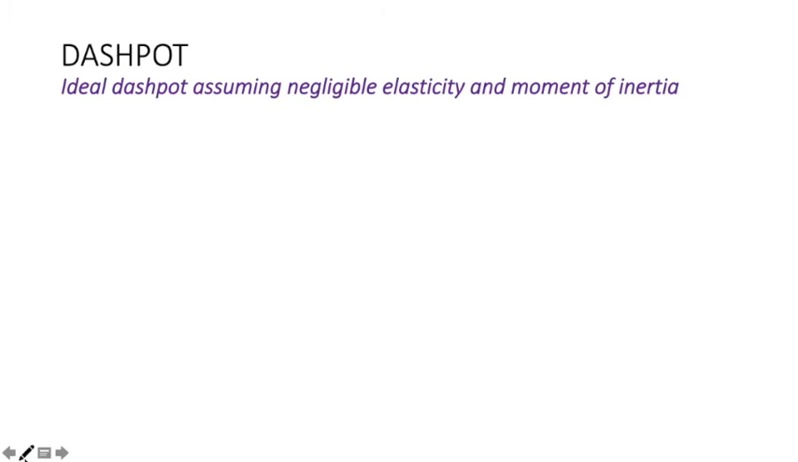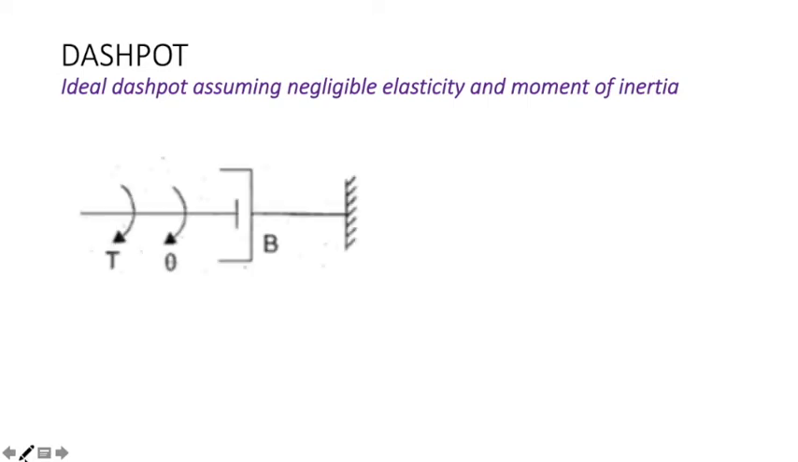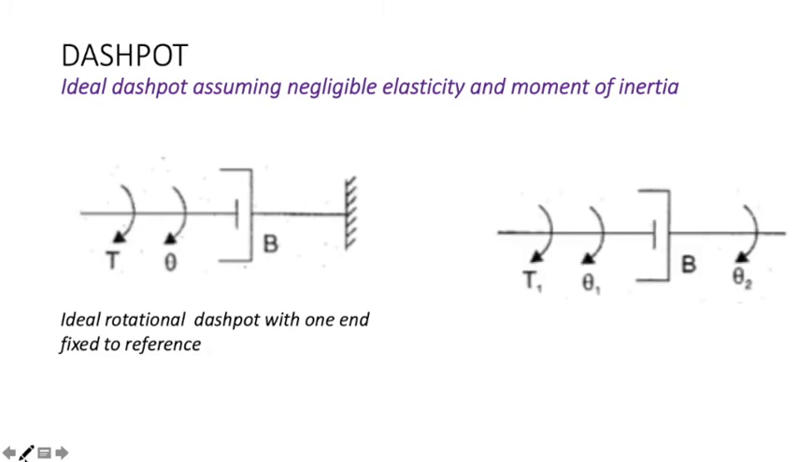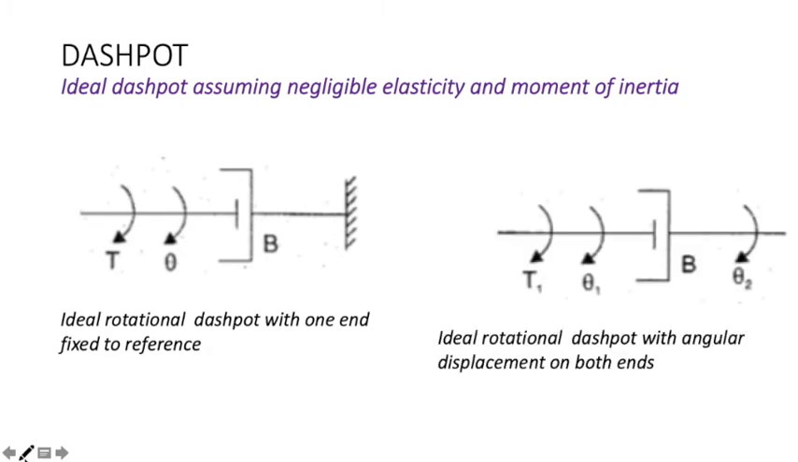Let us look at the dashpot. We consider an ideal dashpot assuming negligible elasticity and moment of inertia. So this is the first case, which is an ideal rotational dashpot with one end fixed to reference. This is the second case where we have an ideal rotational dashpot with angular displacement affecting on both sides, theta 1 and theta 2 respectively.